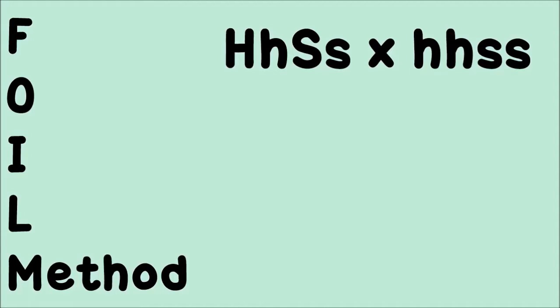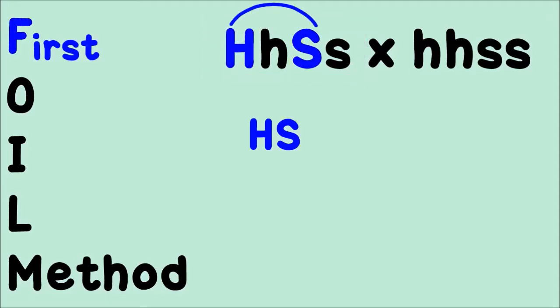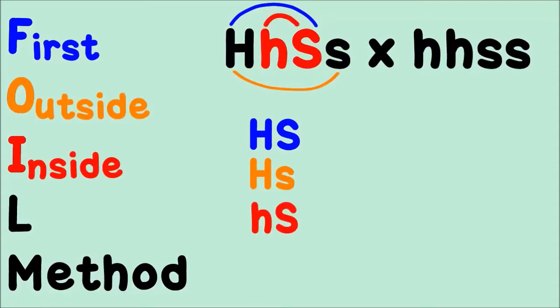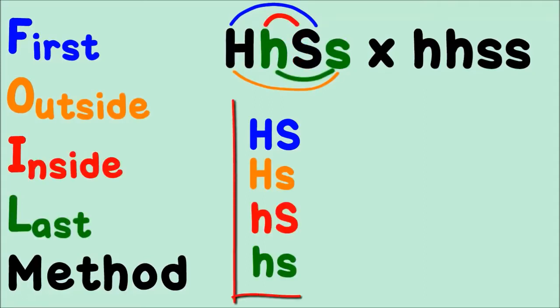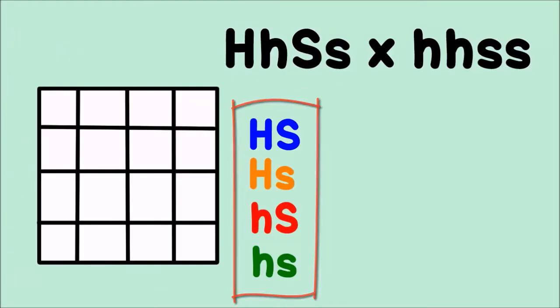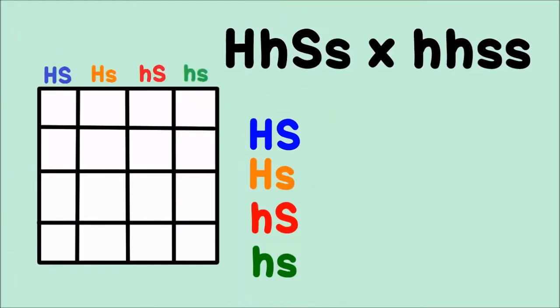So we're going to show you how to FOIL the first parent. And the first parent is big H, big S, little s. So to do FOIL, we do it like this. First, outside, inside, last. And you get these gamete combinations. Let's place those on the top of the Punnett square like this.